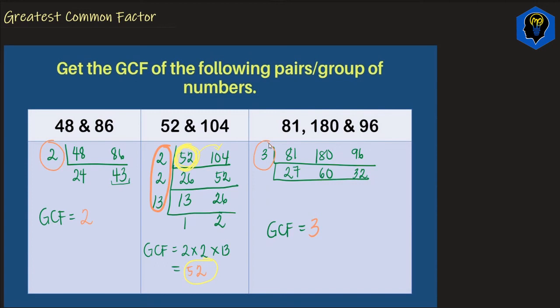Okay? So it should be common to all. It's a bit confusing because there are factors that are common to only two of them. But remember, we are looking for the greatest common factor of all the given numbers in the group. Okay, so that is the end of our discussion for today.